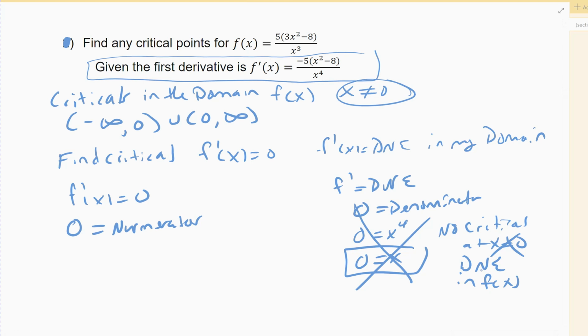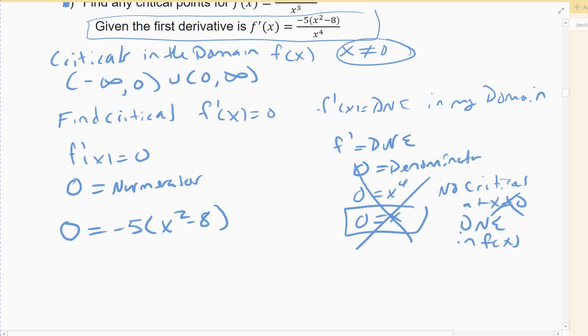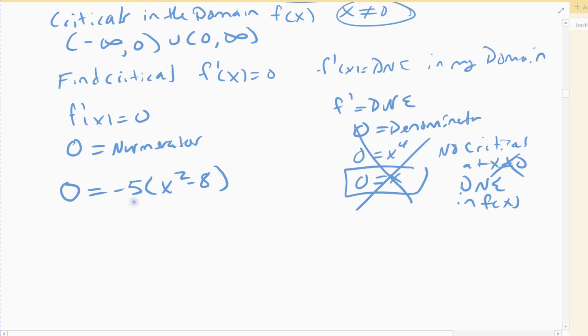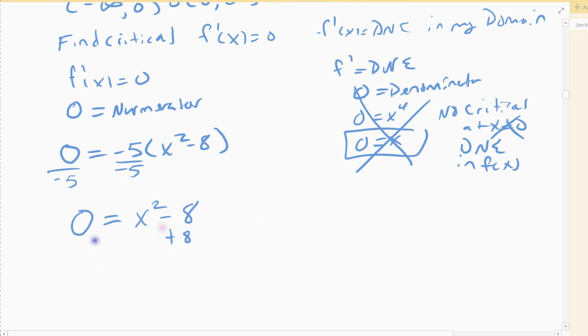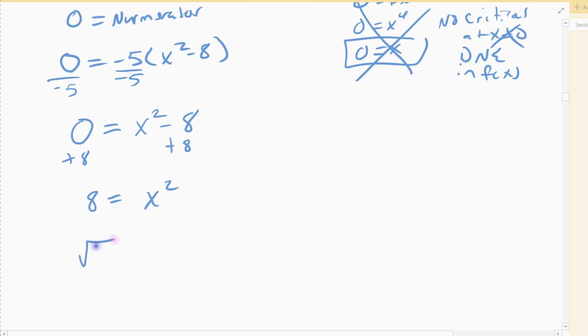The only place I can have a possible critical value now is in the numerator of my derivative. So I take my derivative and set the numerator equal to 0 and solve. Now, do you want to show setting equal to 0, because that's a critical step? First thing, divide out the negative 5, which, if you hadn't written the negative 5 down, would have been fine, because 0 divided by anything is 0. So if you skipped the first step and gone to the second step, would have been fine. And then move the 8 over. And so I get 8 equals x squared. Use the square root property. Remember, plus or minus.